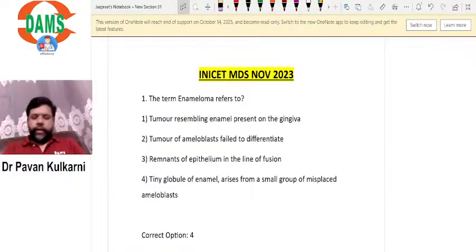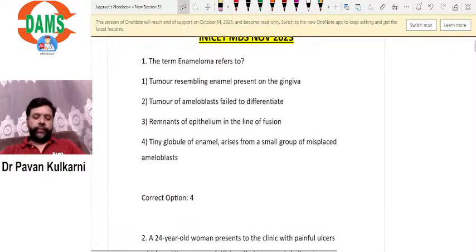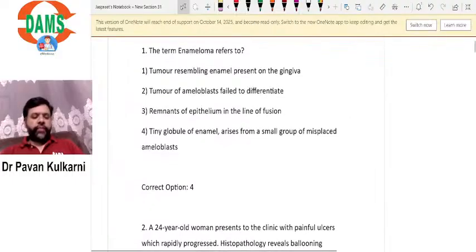Let us discuss the first question for the subject of oral pathology. This is a November 2023 INICET paper. The first question says that the term enameloma refers to. Basically, enameloma means, I'll draw a diagram for you.